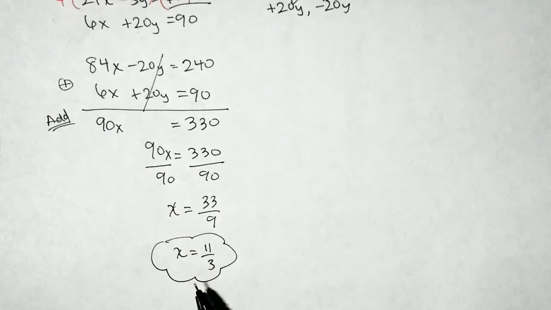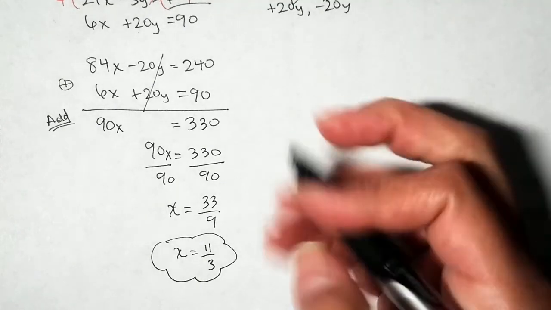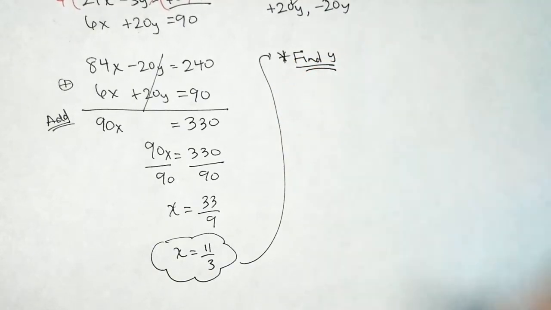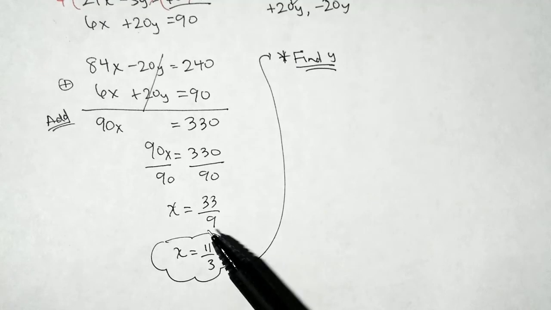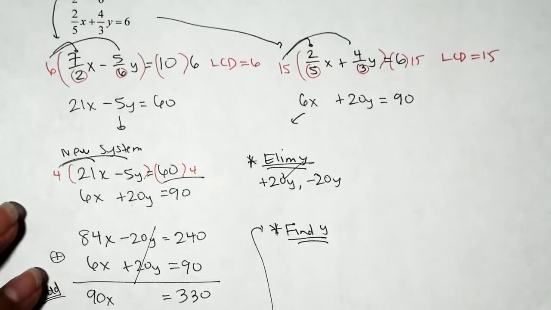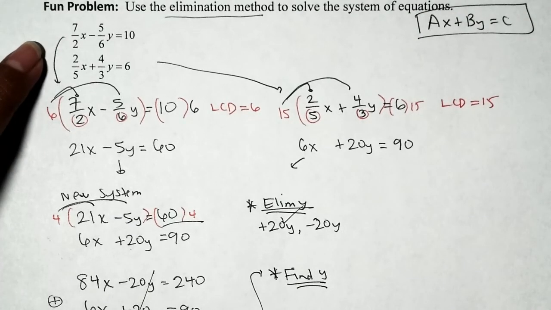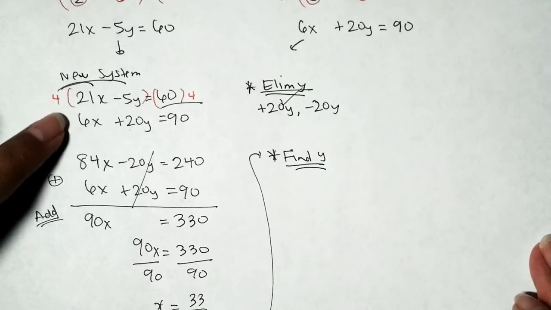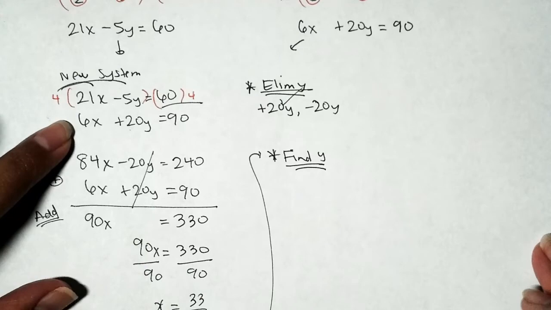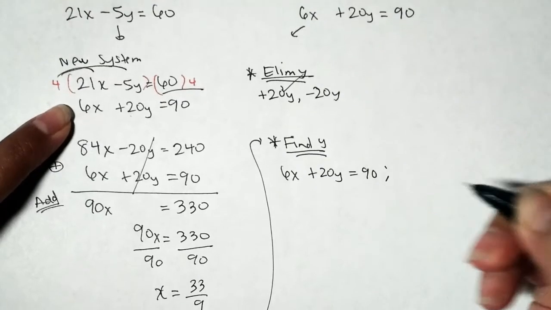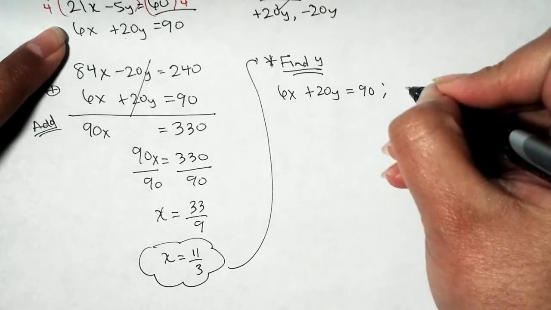So at this point, we're going to find the value of the other variable, namely y. Okay, how are we going to do that? We're going to substitute 11/3 for x into any equation of our liking. It could be an original equation, it could be one of the revised equations, but the original equations are not that nice, so I don't want to look at those. I'm going to look at one of our revised equations. Which one scares me the least? Probably this bottom one right here. Okay, so we have 6x plus 20y equals 90, and we are going to substitute 11/3 for x.